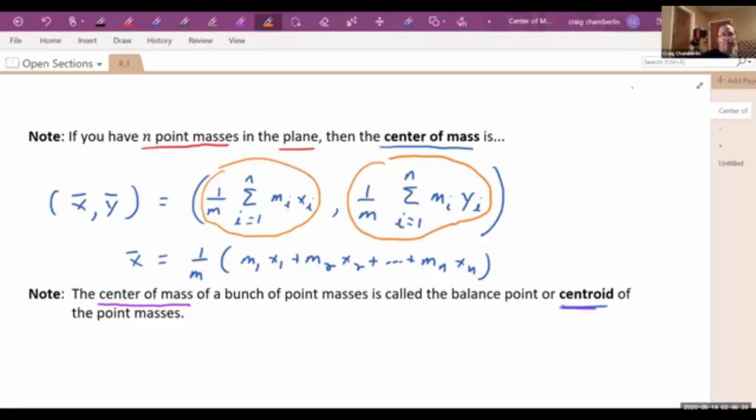Okay. Now, this guy is a continuous mass, right? So we don't have discrete little point masses such that we can add together their masses, the m sub i times the x sub i. We can't do that here. So by analogy, we need to do the same thing with an integral.